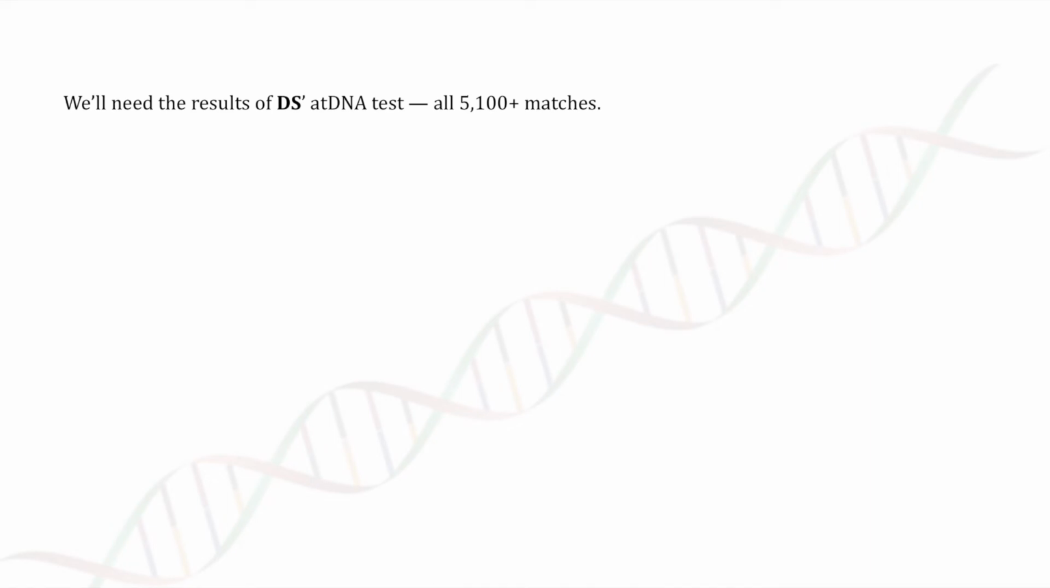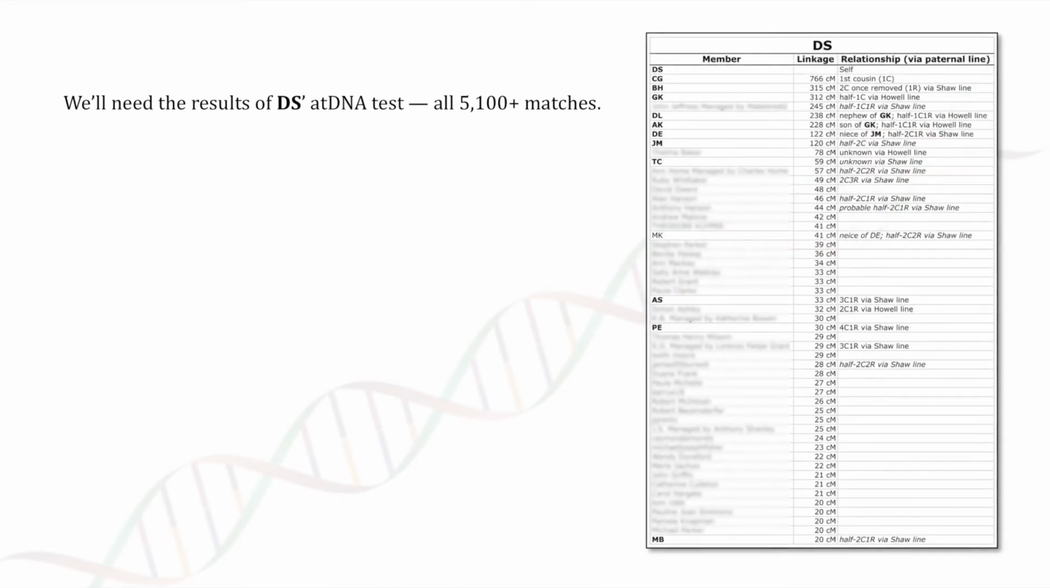We'll need the results of DS autosomal DNA test, all 5,100 matches. The table at right has been filtered to display matches from the upper rank of DS paternal line, corresponding to the pedigree shown previously. The matches shown with bold identifiers will be used in our case study as we have obtained their DNA matches for comparison with DS.